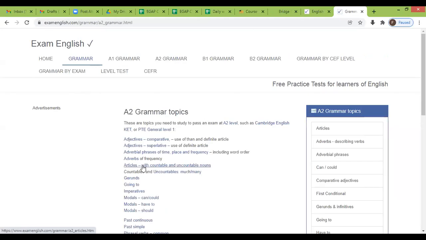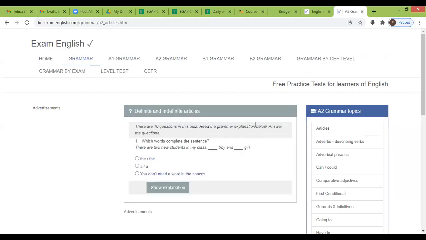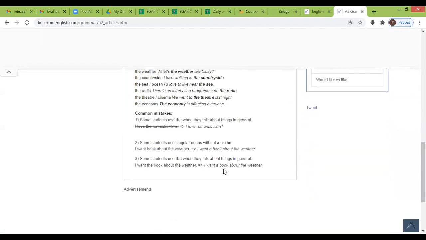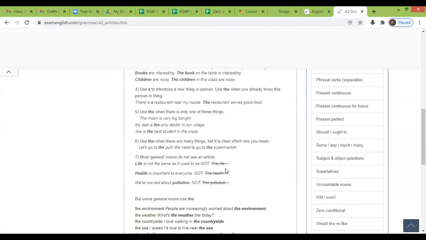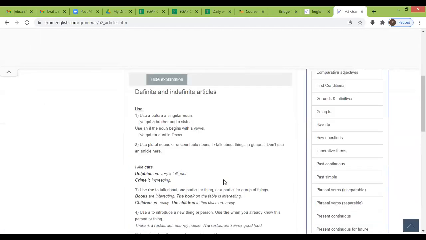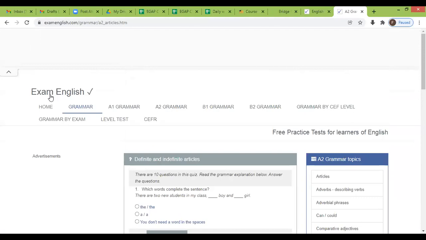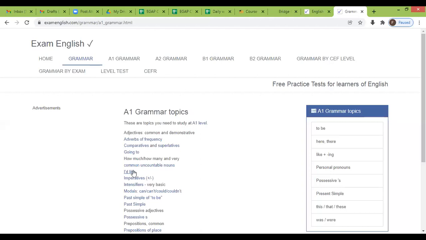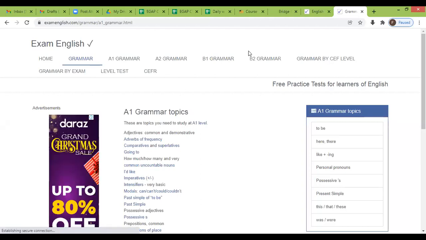Articles with countable, uncountable nouns. So you can do the activity here. And you have the explanation down here, which we have discussed. So you can go through this. This I have already discussed in detail. So what you have to do as homework is go and do these sections: I'd like, imperatives and intensifiers. Try to do this and submit these challenges in this page.